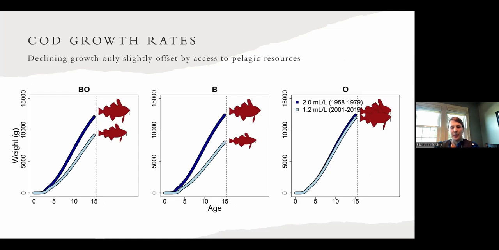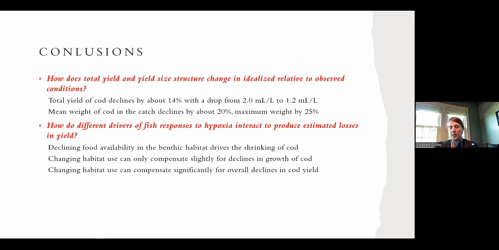So as for changes in growth in each scenario, the vertical thickness of these drawings here corresponds to changes in mean weight of the catch. So declines are steeper when benthic food declines, but no escape is available. In general, changing food availability drives changes in growth, which leads to skinny cod, which is what we observe. Changes in habitat occupancy modulate this response somewhat, but cannot fully compensate because of a mismatch between food requirements and food availability.